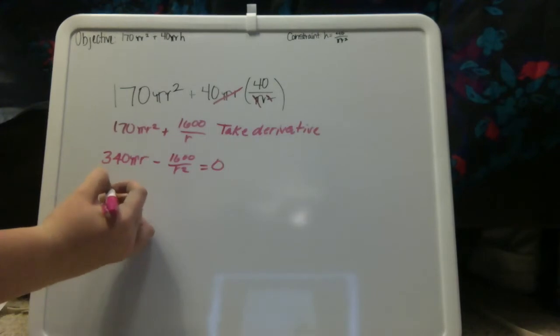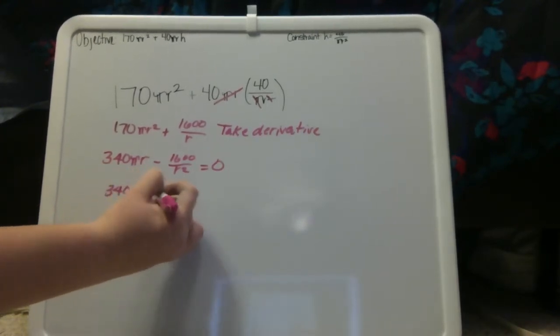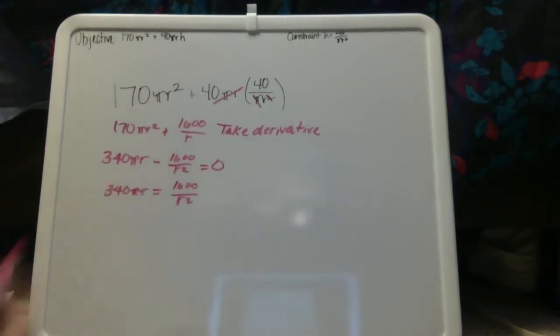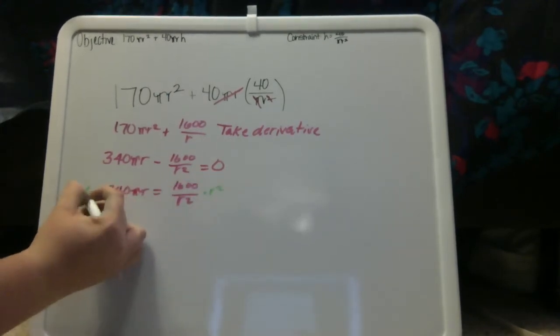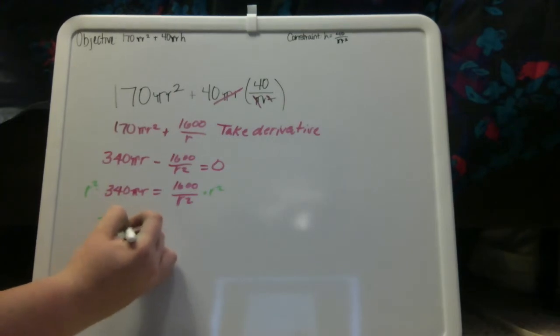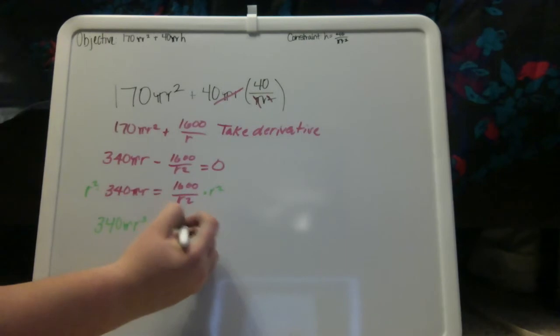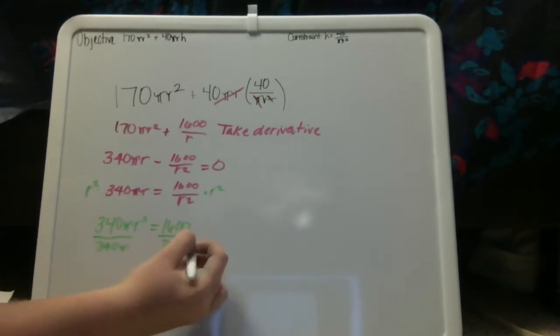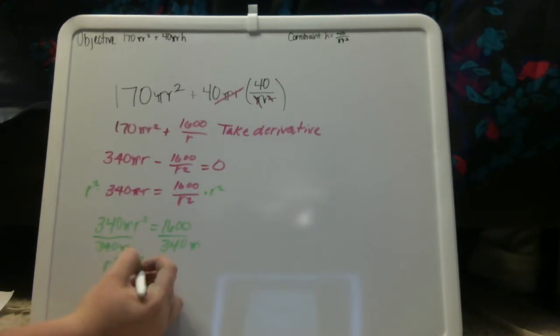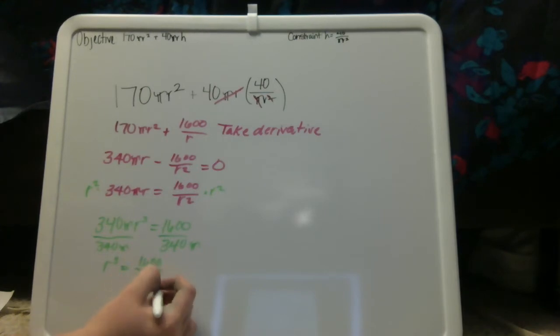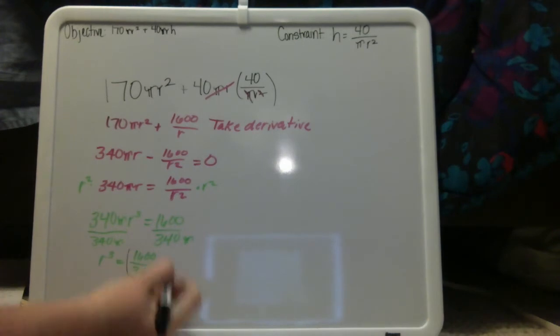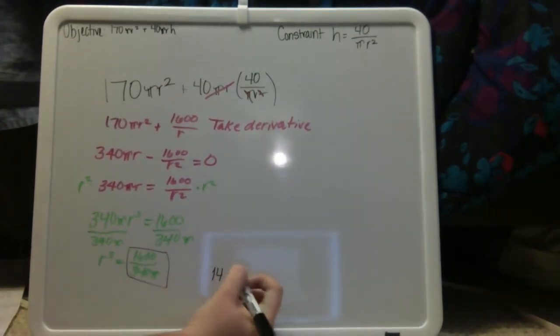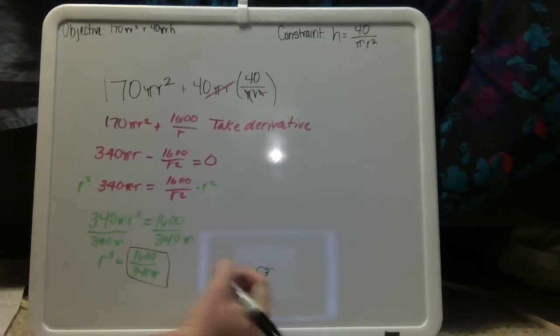So you move the 1600 over r squared over, so 340 pi r is equal to 1600 over r squared. And then to be able to solve it, you multiply out this r squared on both sides, and you get 340 pi r cubed is equal to 1600. So divide this 340 pi on both sides to get the r by itself. You can get r cubed is equal to 1600 over 340 pi. So when you divide this number out, you end up getting 14.78 equal to r cubed. You take the cube root of both sides, and you end up getting r is equal to 2.45.